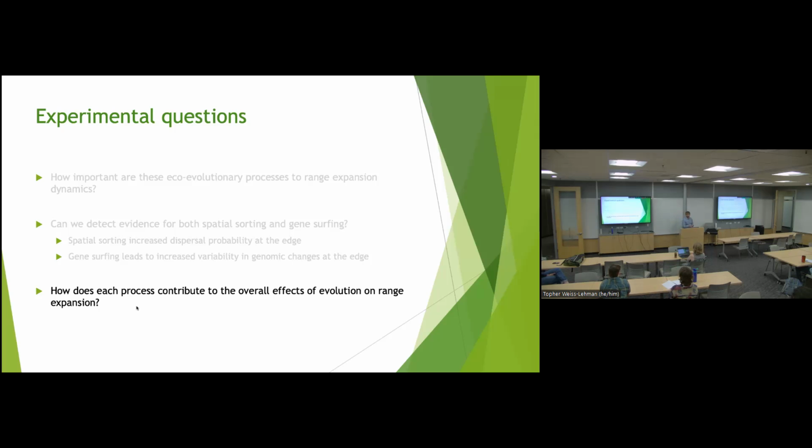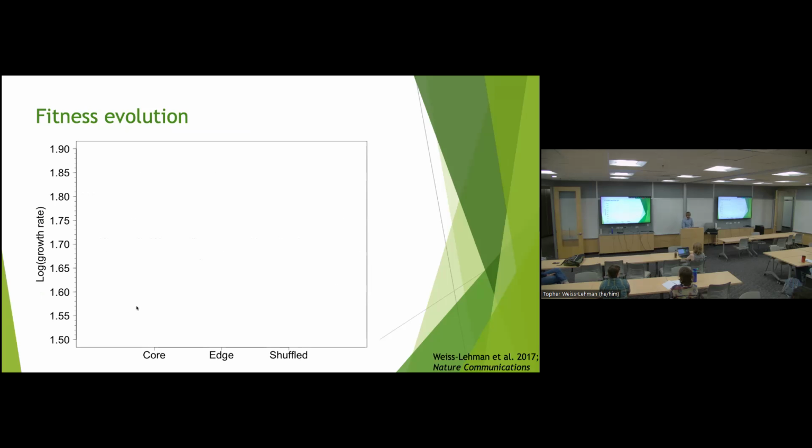These are going to be preliminary suggestions of what will be coming out of this. But to frame this a little bit, I want to go back to some of the results from the common garden experiment that we did to analyze evolution in traits. In addition to dispersal, we also tracked growth rate in these populations to look at changes in fitness. And a really interesting thing we saw was that these edge populations have much lower fitness after range expansion compared to core and shuffle populations.